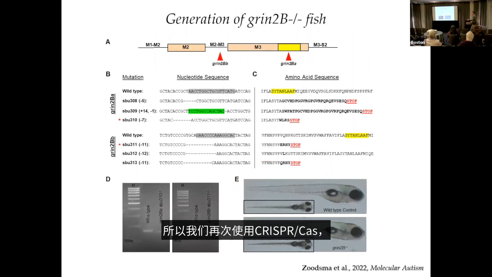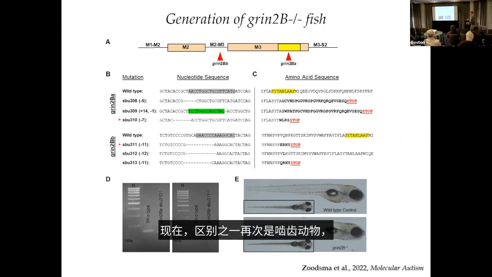So we used CRISPR-Cas. Again, we can inject the reagents into these cells. We put in lesions in the M3 transmembrane segment. And then what happens is you generate these early stop codons. And then we do a bunch of these, and then we decide to take the one that's the earliest stop codon. And when we look at antibodies, there's no GluN2B detectable in these brains.